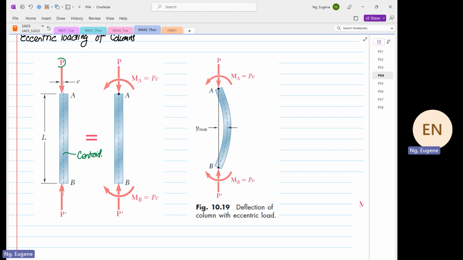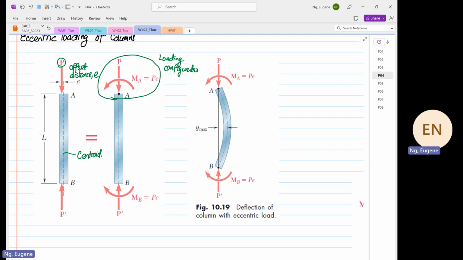I want you to observe the load P is not loaded in line with the centroid, and it has an offset distance, which is E for this case. So with that in mind, we know at point A, because of the offset, what you see over here is the loading situation or configuration.